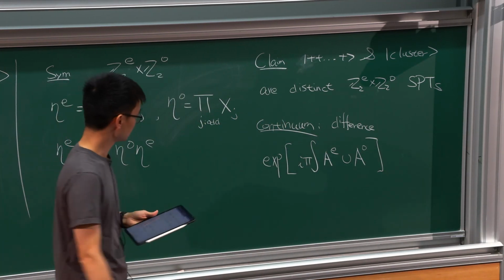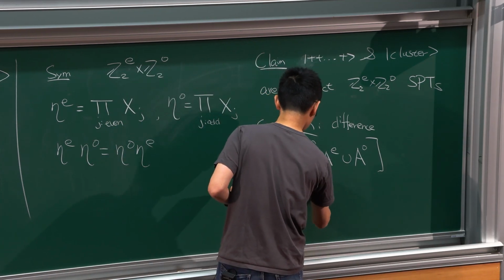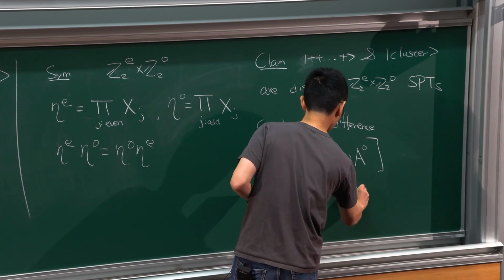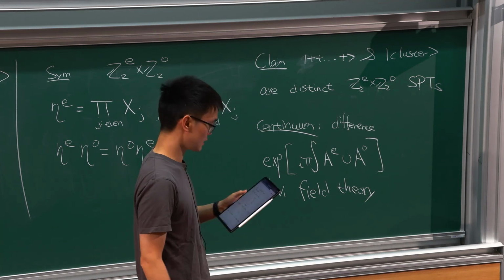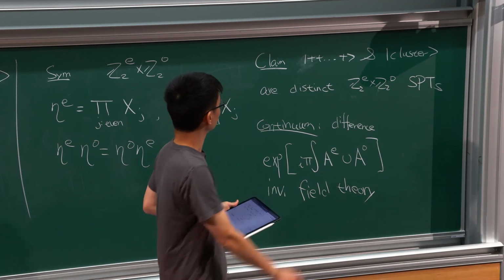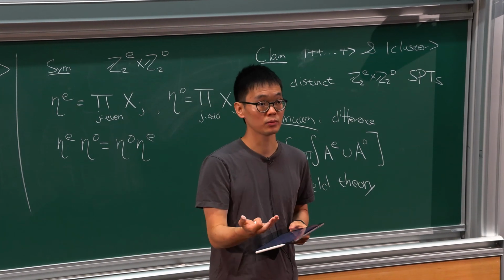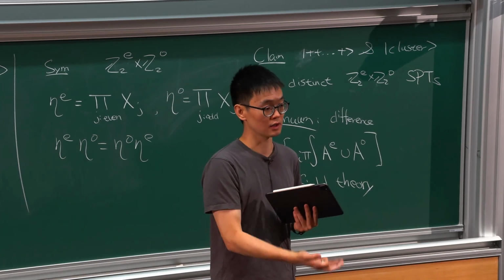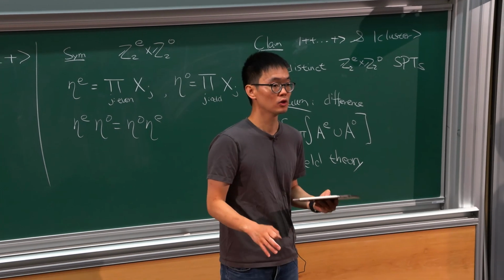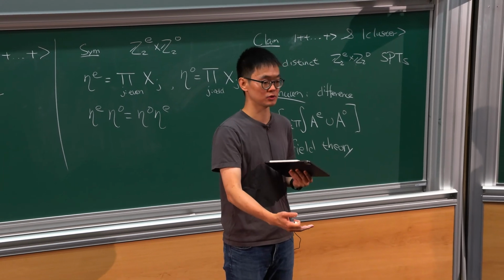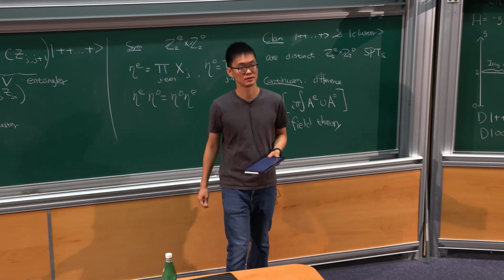All right, so this is an invertible field theory. Next time I will justify this claim. I will present three different ways to distinguish the product and the cluster states as Z2 cross Z2 SPTs. And once we have that set up, we will move on to a non-invertible symmetry of the cluster model and discuss different non-invertible SPTs. All right, thank you.